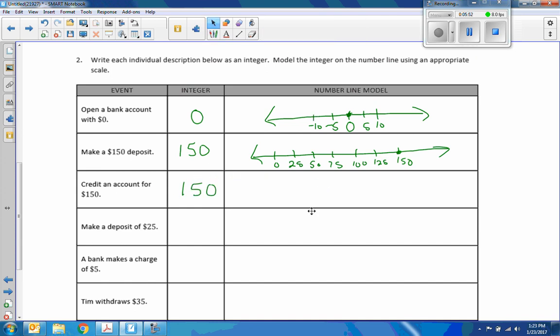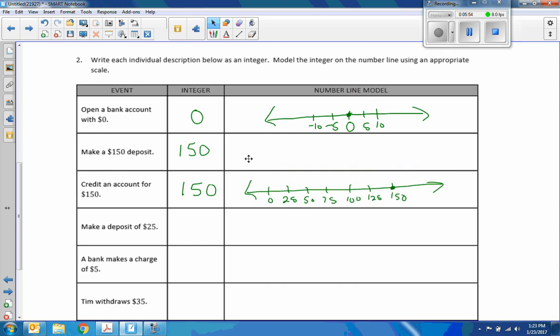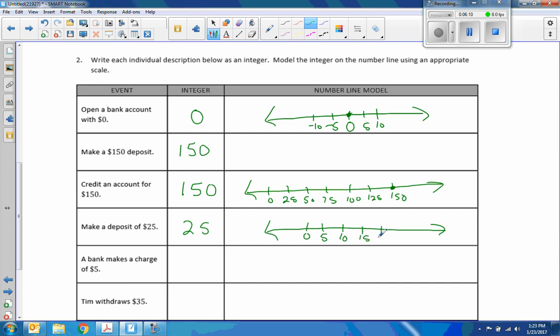So I would just take this model and bring it down here. It's a repeat. Make a deposit of $25. That's positive. So I would again do a number line, 0, 5, so on. I wouldn't go by ones here because it would just take too long. We'd have to have 25 lines. We might run out of room. And that's what they mean by using an appropriate scale, something that will fit.